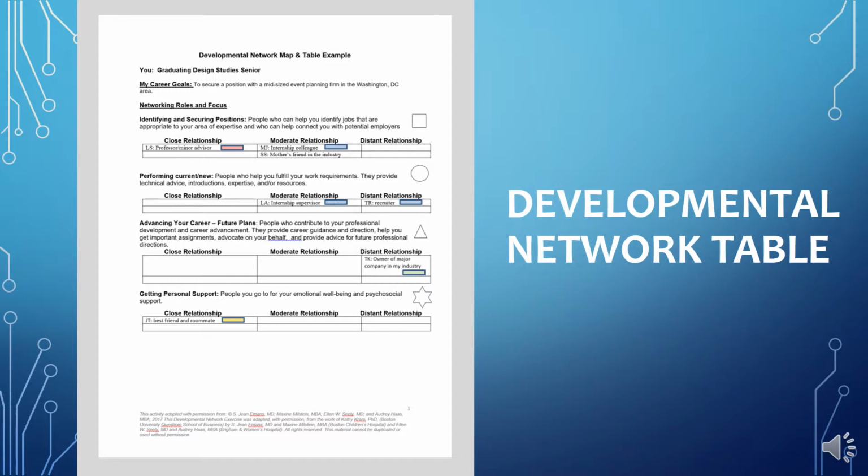The potential network partners were organized into 4 groups: people who could help them identify and secure positions, people who could help them perform their current or new job responsibilities, people who may help them advance their career and help with future professional plans, and finally, people who could provide personal support. Each of these roles was associated with a particular shape.